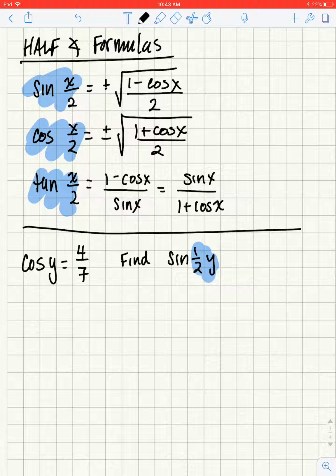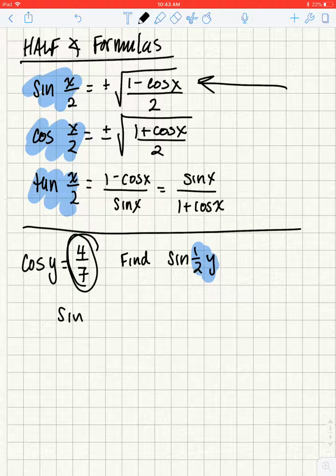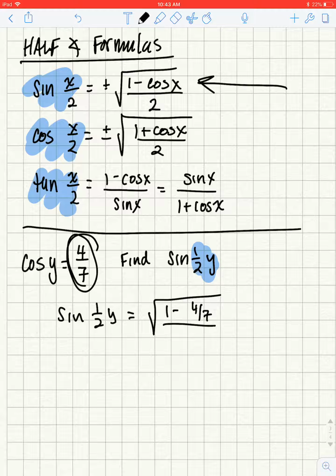So for this one, if cosine y is 4 over 7, and we're looking for sine 1/2 y, you want to use this one where you're really just replacing cosine with the 4/7. What do I mean by that? So sine 1/2 y will equal square root of 1 minus 4 over 7, divided by 2.